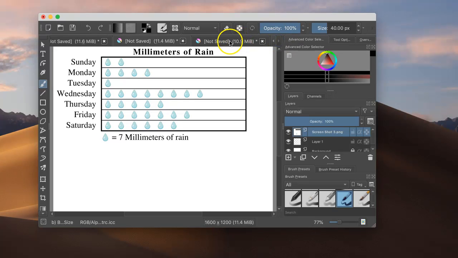And that is how you use a pictograph to answer questions. Again, it's very similar to a bar chart.